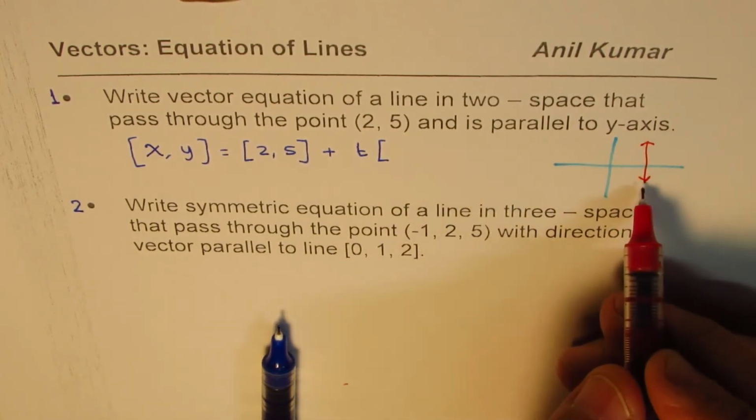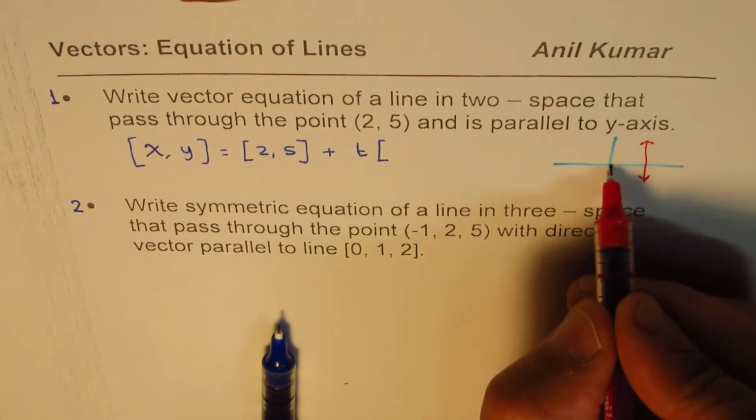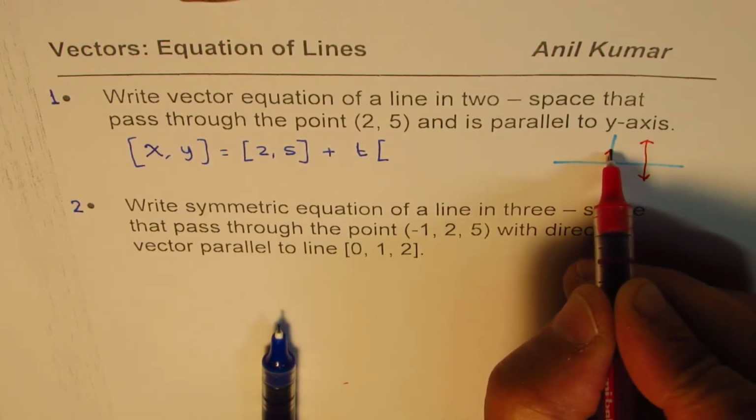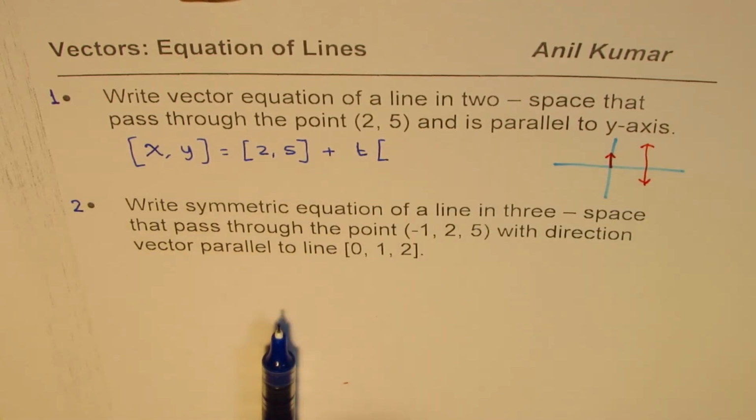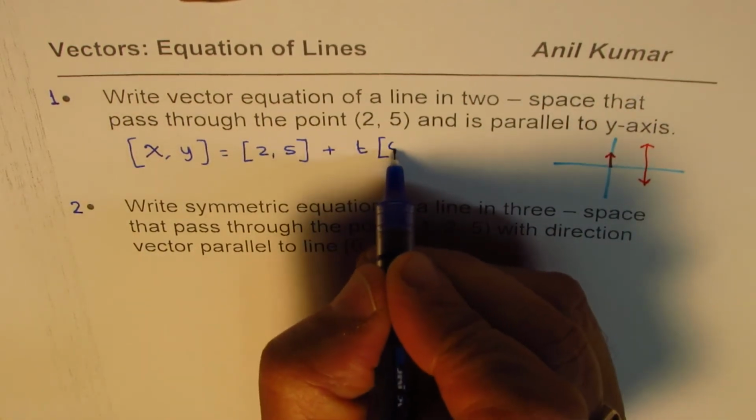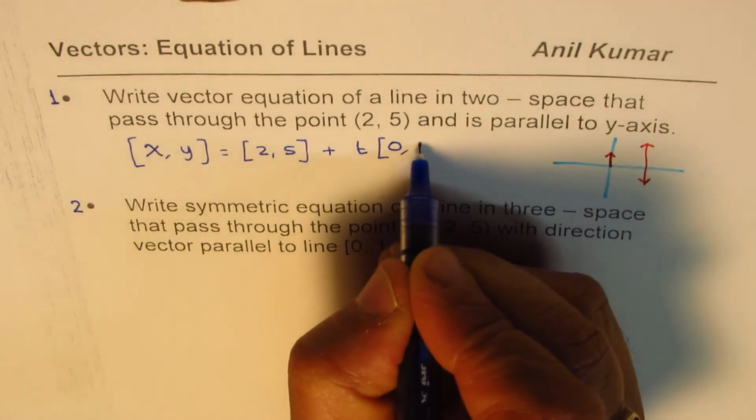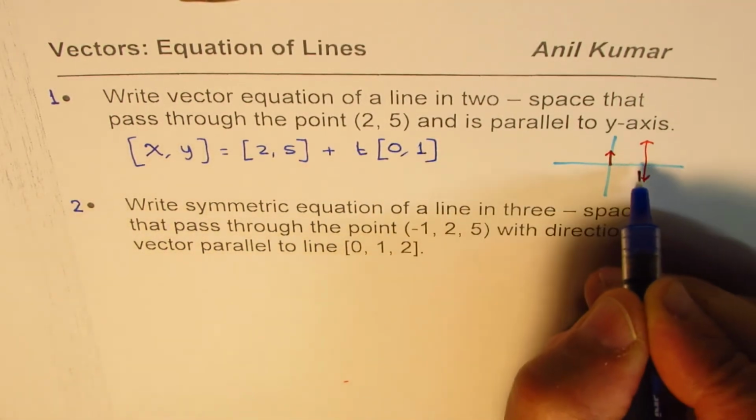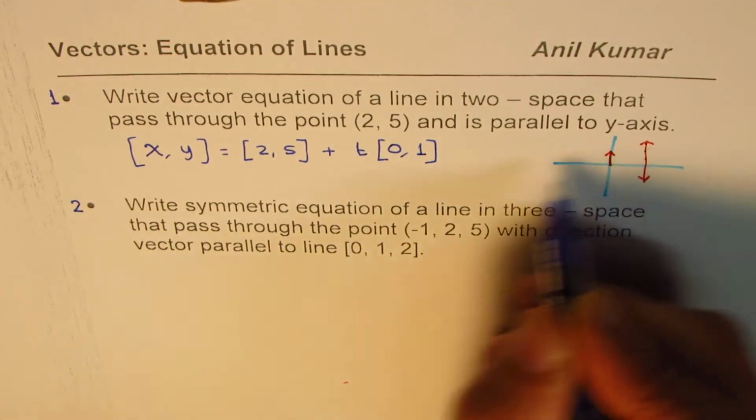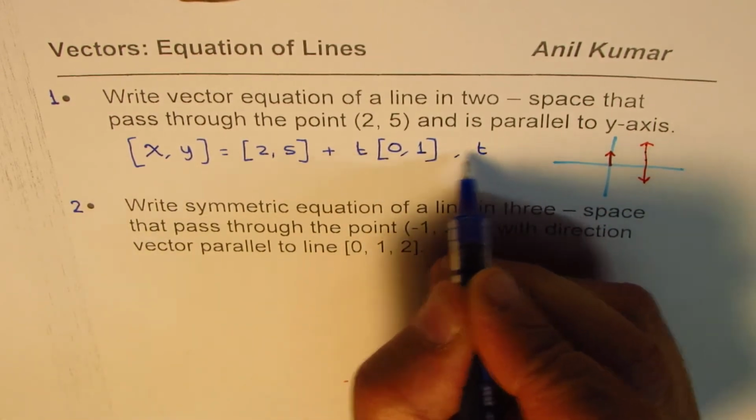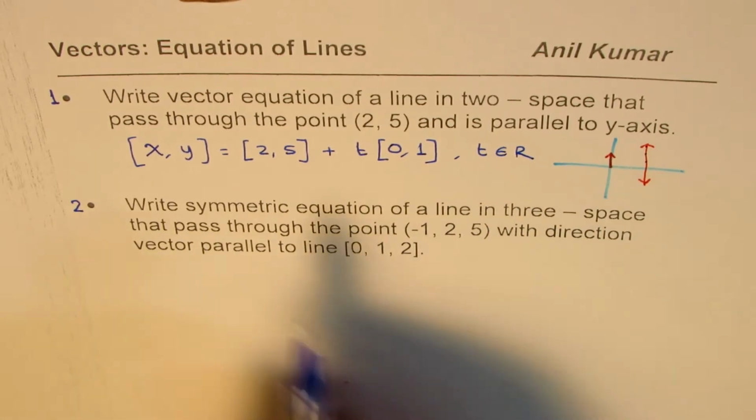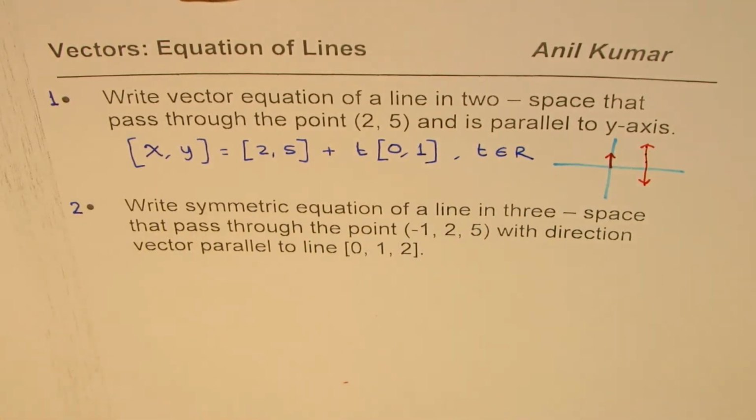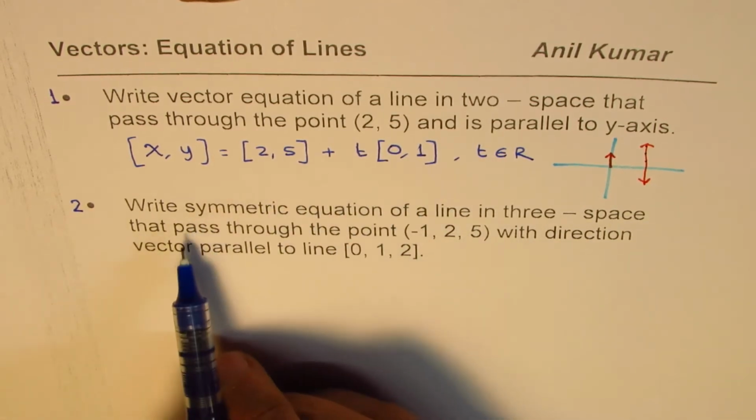So as you can see, this line is only moving upwards. Do you see that? So along x, it is 0. And along y, it is moving 1 unit. So all these points are along y. So t could be multiplied by that, (0, 1). So t belongs to the real numbers. So that is how you get your equation, right? Simple. Now let's look into the next one.